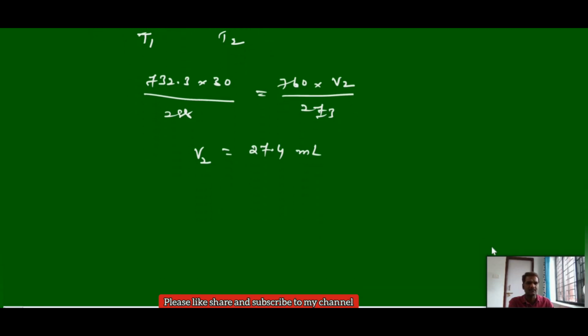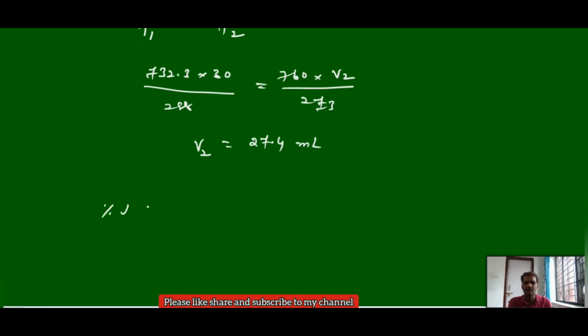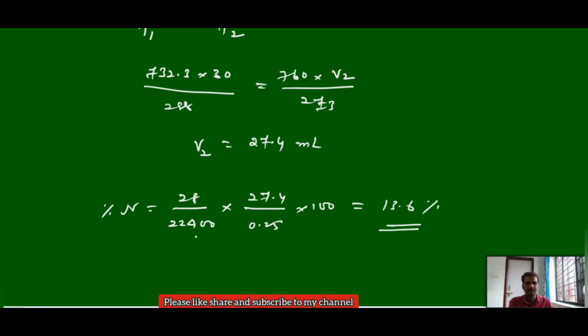Now to calculate the percentage of nitrogen, the formula is 28 by 22,400 into 27.4 by weight of organic compound, given 0.25 grams, into 100. That's it. This can give approximately 13.6 percentage. If you simplify this one, you will get 13.6 percentage.